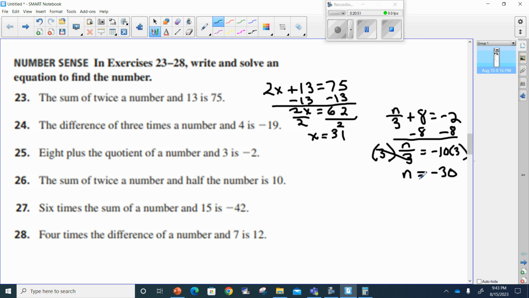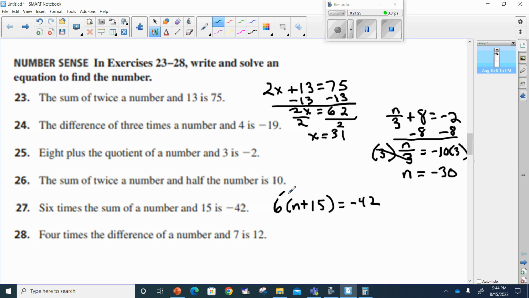All right, let's try number 27. 6 times the sum of a number and 15. And that's going to equal negative 24. All right, the key here is that it's 6 times the sum. The sum is the answer of a number and 15. So we're going to have a number plus 15, that's adding, right? And all that's going to be multiplied by 6 because it's 6 times that. And that's going to equal negative 42.